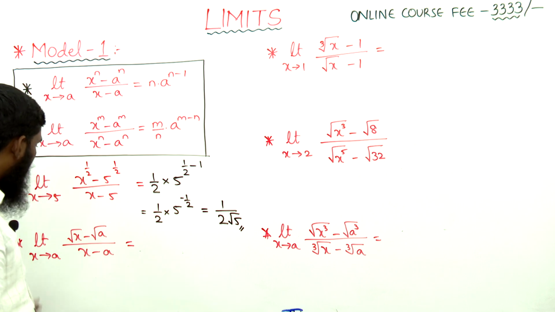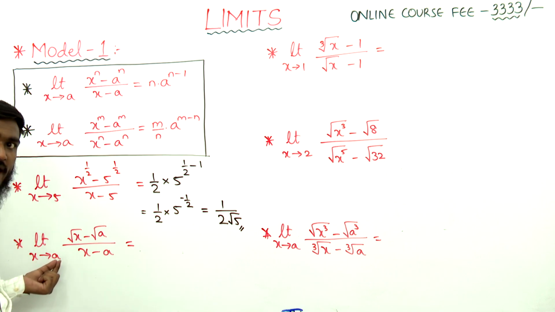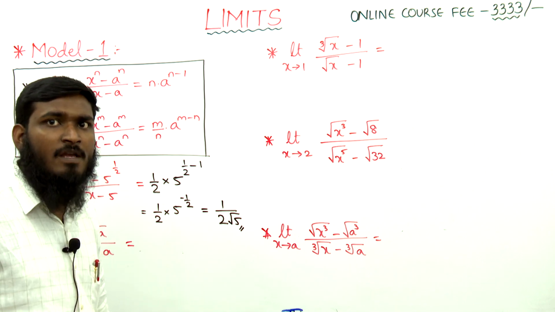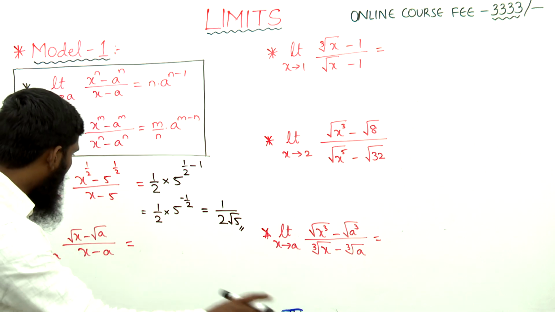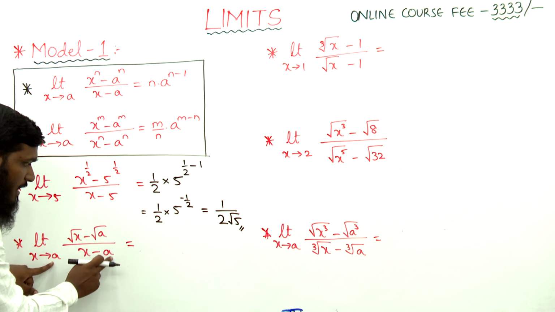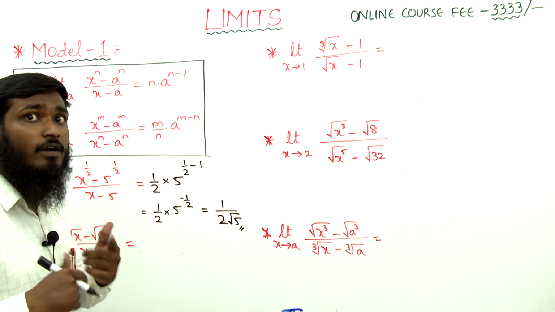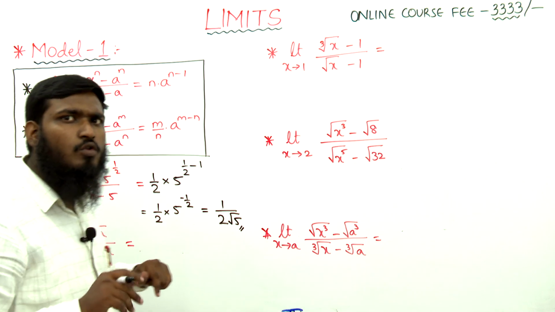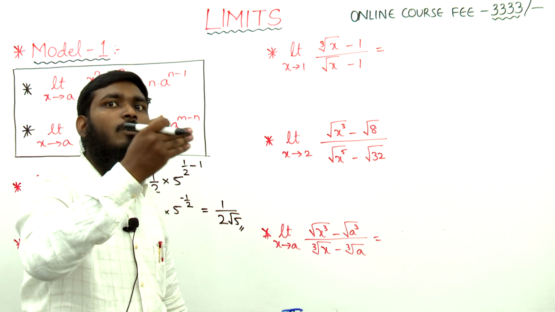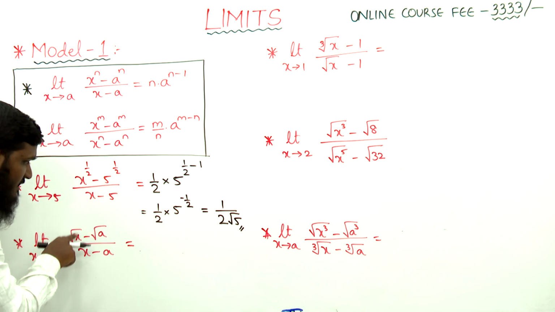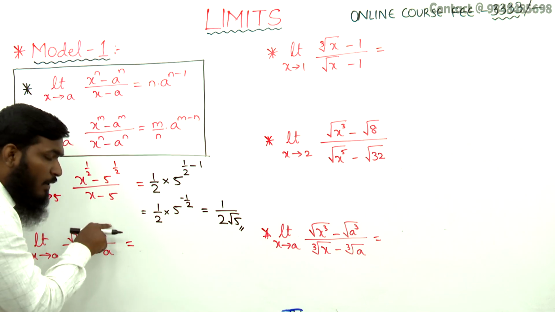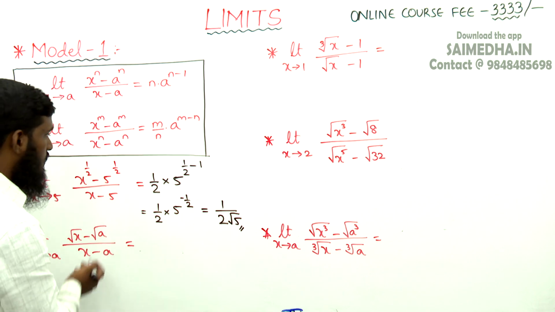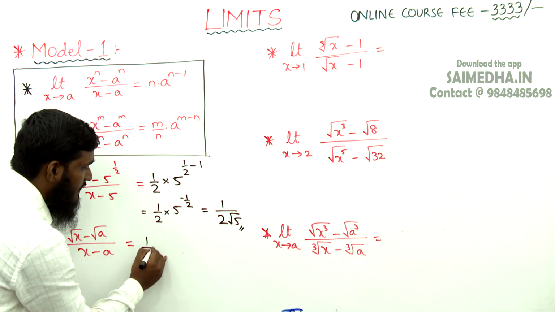Okay, now similarly next question, limit x tends to a, root x minus root a divided by x minus a is given. So first we have to find out the n value, because the a values are same. What is the n value? This root x means, we can write it as x power 1 by 2. If it is x power 1 by 2, similarly a power 1 by 2. So the n value is becoming what? 1 by 2. Let us write over here.